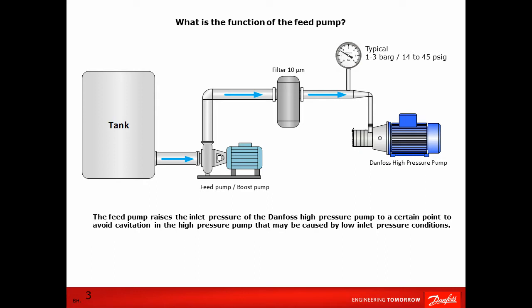Typical pressure losses that need to be compensated are pressure drops in the filter, piping, valves, and instrumentation such as flow meters.